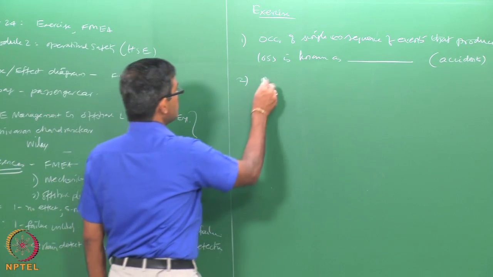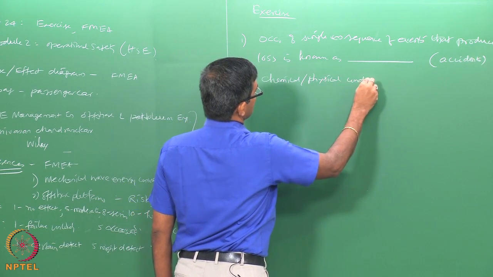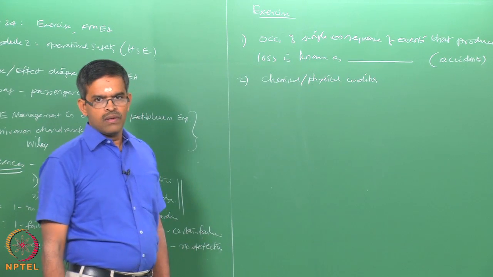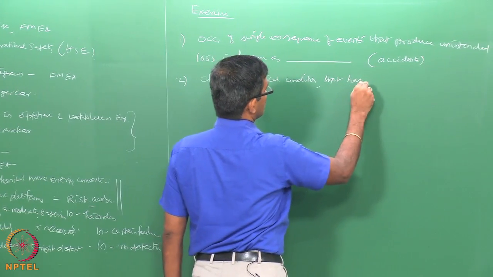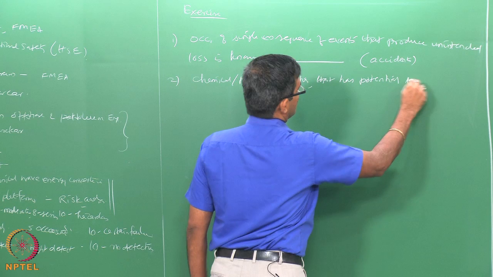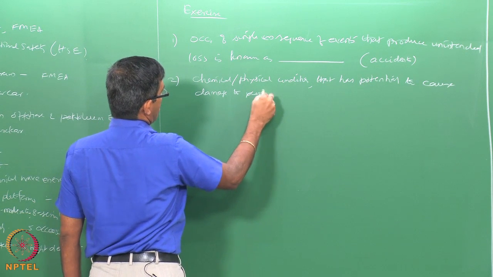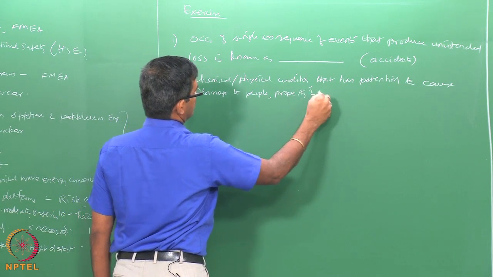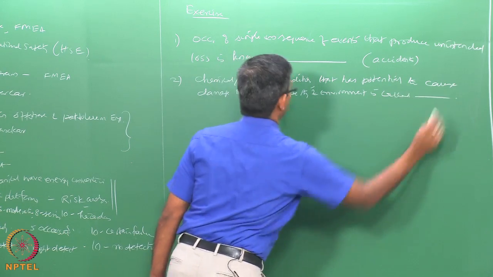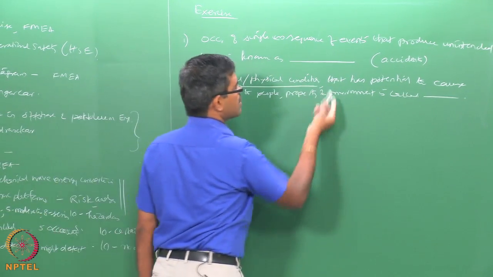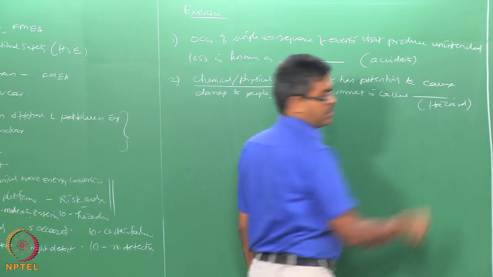Okay, let us say the chemical or the physical condition that has potential to cause damage to people, property and environment is called physical or chemical condition. Scenario. So, the answer is, as you correctly found out, hazard.